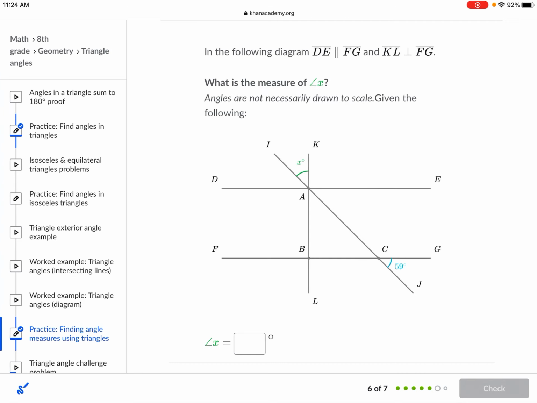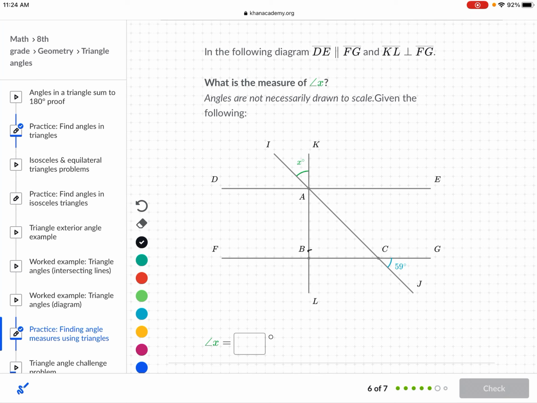And so for this one, it's just like the first question. We know that one line is perpendicular to the other one. So we have a right angle right here. We know that angle is 59. And since this angle has to be complementary, that makes it 31, which makes X also 31 degrees.